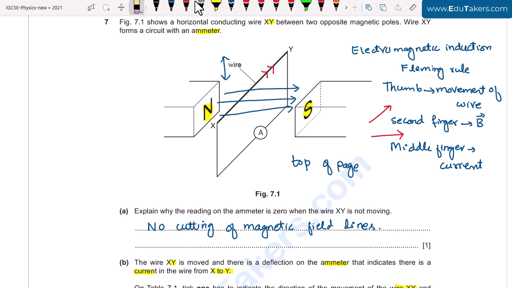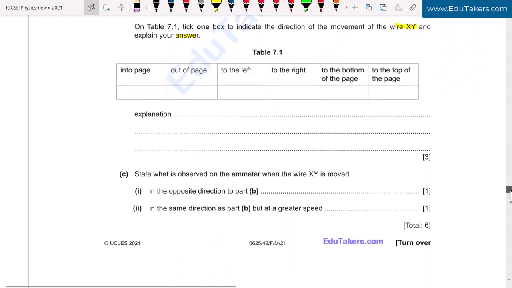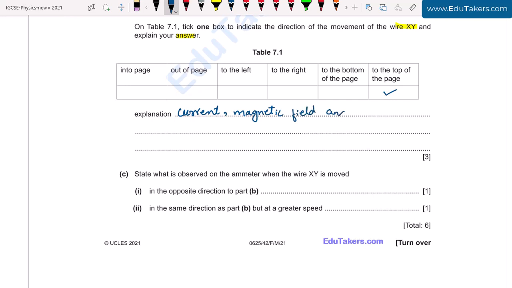So I write here, we have to tick the answer. So it is the last one, to the top of page. We also have to explain. So I write here current, magnetic field, and direction of motion, that is motion, are mutually perpendicular.